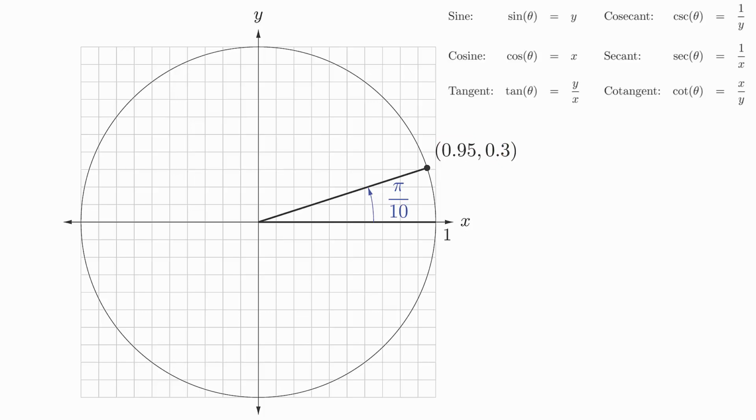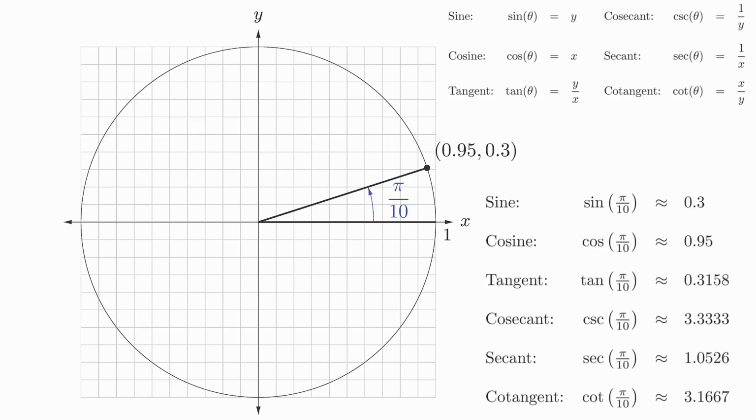Based on the formulas, this will tell us that sine of pi over 10 is about 0.3, and cosine of pi over 10 is about 0.95. We can then approximate the values of the other functions using the formulas and a calculator.